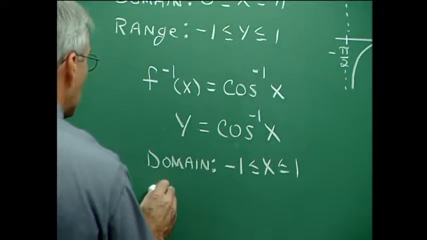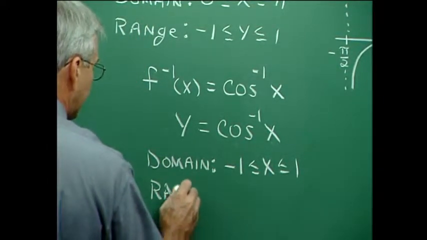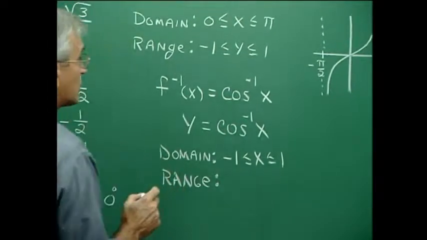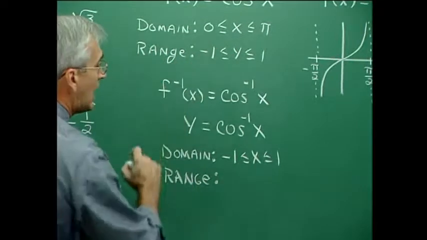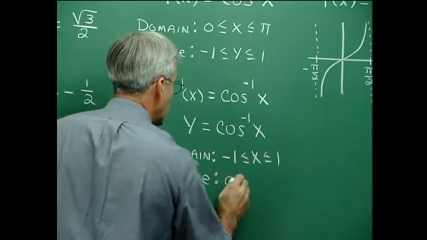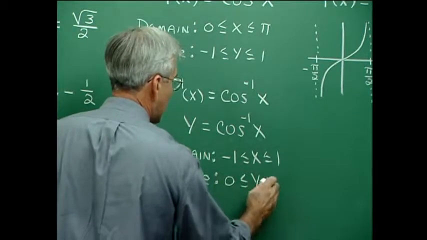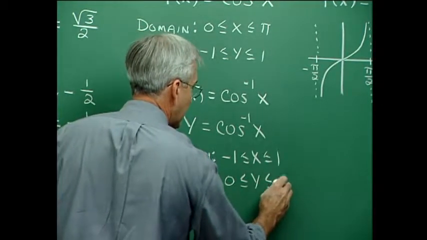All right, now the range corresponds to the domain of the original function, and that's 0 to pi. So our range is 0 to pi. 0 is less than or equal to the y values that come out of this, and those y values are less than or equal to pi.